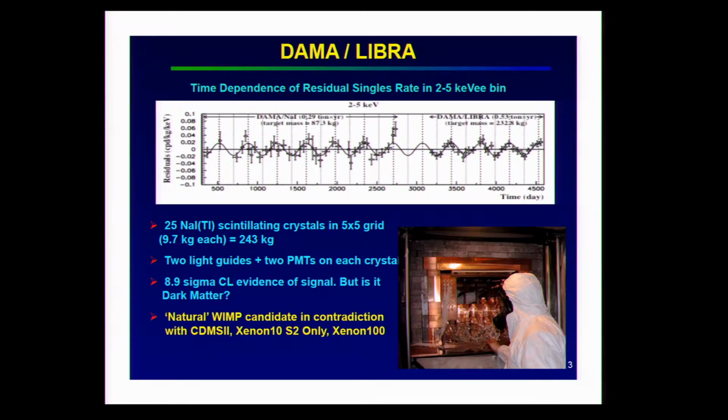Here, you've probably seen already the modulation from DAMA between 2 and 5 keV. Clearly that's a really nice summer-winter modulation, so there's no question. They're using a 250 kilogram sodium iodide crystal. They cannot discriminate the nuclear recoil from the electron recoil background. So what you see here is a small signal over a large background.